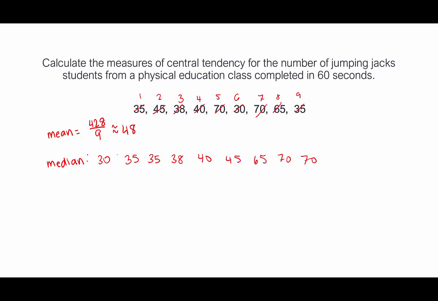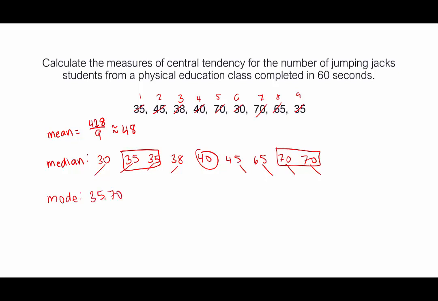Okay, so to calculate the median, I'm just going to cross these off. Next extremes, next, next. And I see 40 is right there in the middle. There's 4 on the left of it and 4 on the right of it. The median is 40. Lastly, to calculate the mode, did we see one or more numbers that repeated more than once? I remember writing 35 twice, right? That repeated twice. And 70 repeated twice. So this one is bimodal. We have 2 modes of 35 and 70.